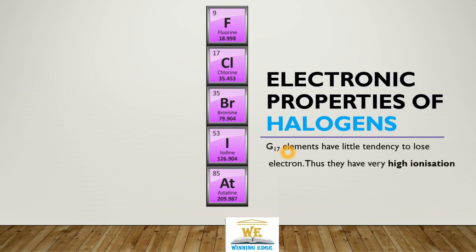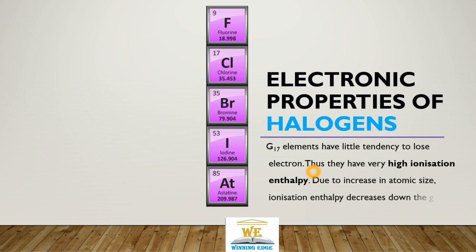Further, halogens have little tendency to lose electrons because they require just one electron to acquire a stable electronic configuration. And in such a case, due to increase in atomic size, ionization enthalpy decreases down the group. As you move down, ionization enthalpy will reduce because of increased atomic size. But ionization enthalpy for individual elements in their period will be among the highest after noble gases.